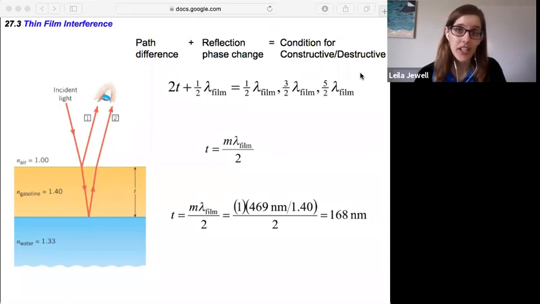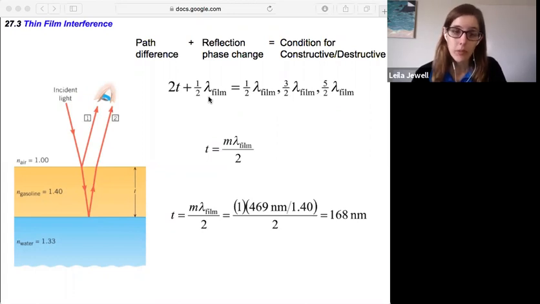So the problem said we want to find destructive interference for blue light. So I'm going to use my destructive interference condition, which is that the path length difference and the phase change has to be equal to half integer wavelengths. So half of a wavelength, 3 halves of a wavelength, 5 halves of a wavelength. One other thing to note here is that all of these wavelengths aren't just our normal lambda. They're wavelength sub-film. Why is that? Well, remember, with any thin film interference problem, we're focused on how the light has to pass through this film. And so all of the wavelengths will have to be lambda film, which will be an extra step.